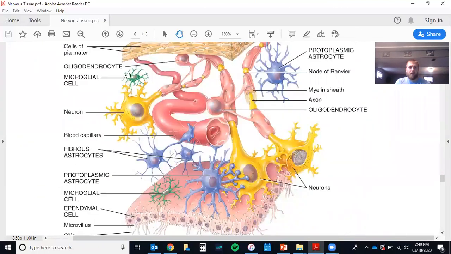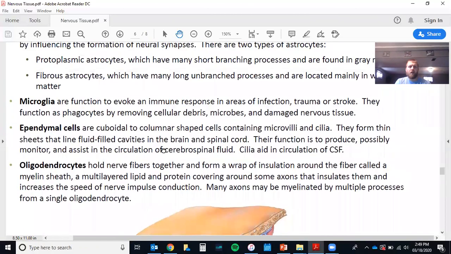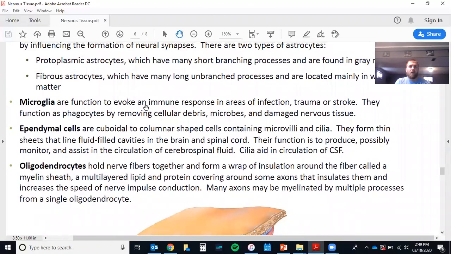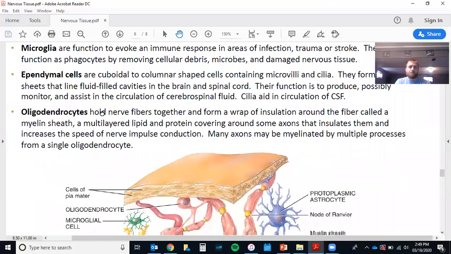Microglia are these tiny little green cells, which are more like white blood cells in that they are immune in function, responding to areas of infection, trauma, or even a stroke, where they function as phagocytes, which means that they act like Pac-Man by performing phagocytosis, chewing up cell debris, microbes, and damaged nervous tissue, and digesting them, which is pretty cool.